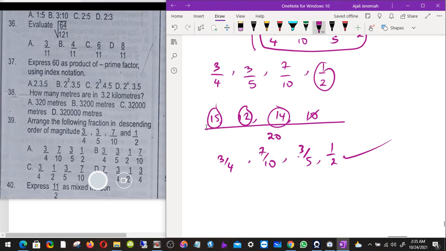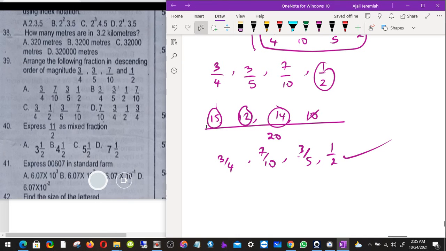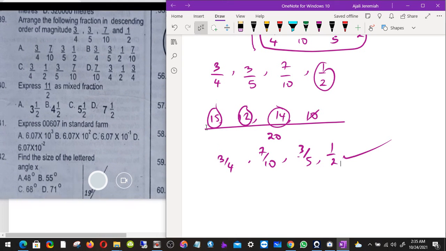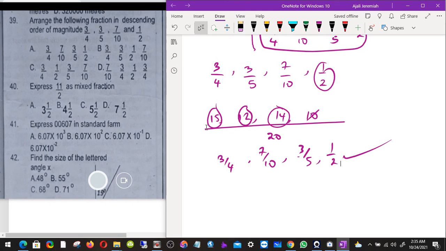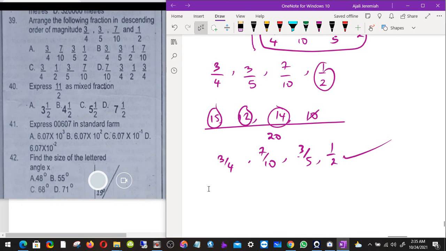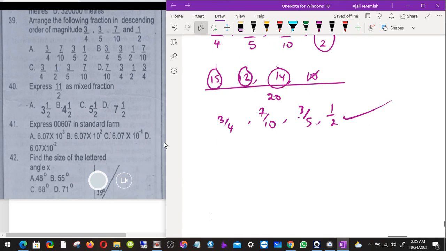Okay, number 40 says express 11 over 2 as mixed fraction. 11 over 2 is simply 5 and 1 over 2, because 2 into 11 is 5, 1 is remaining over 2.